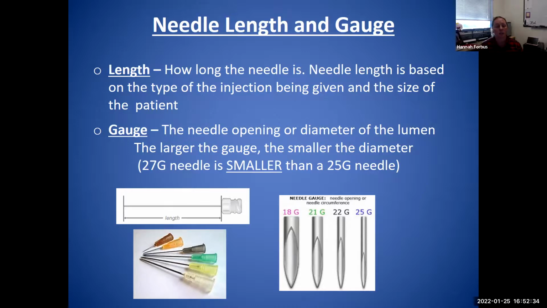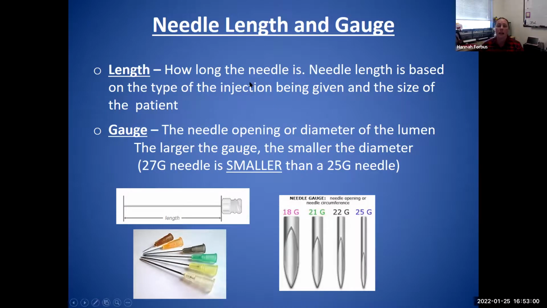And then the size of the patient has a lot to do with it, right? So if I want my medication or immunization to end up in the deltoid muscle of a patient who's very, very thin and has very little muscle, I'm not going to use the same size needle as I would for a big, 200-pound guy with big muscular arms, right?